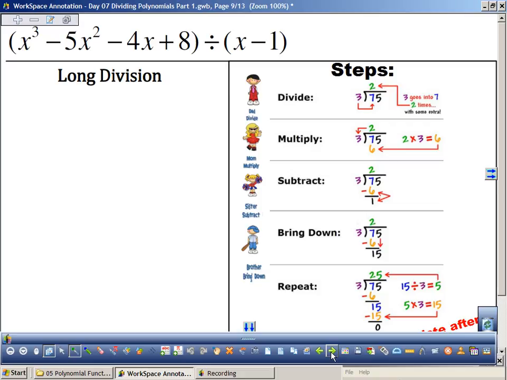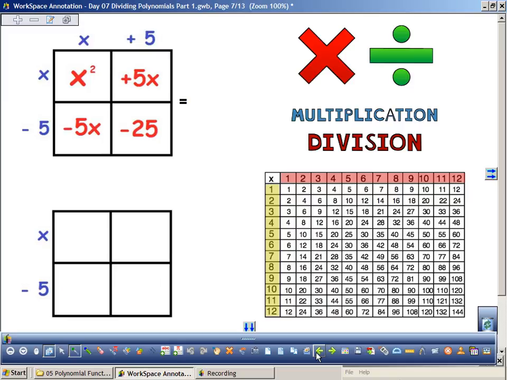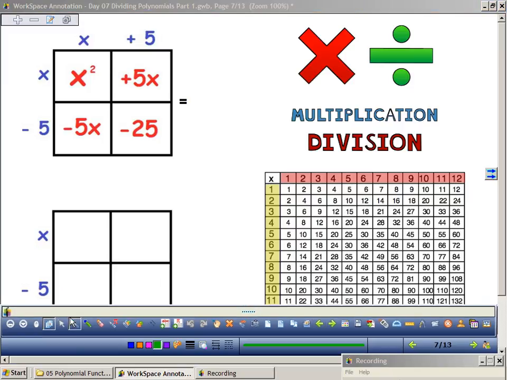Let's use structure. Let's go back here and talk about it a little bit. You've already been doing something similar to what we're going to do today. You've already been multiplying to get these numbers in here. You use the box method, correct? Well, let's see what this works out to.